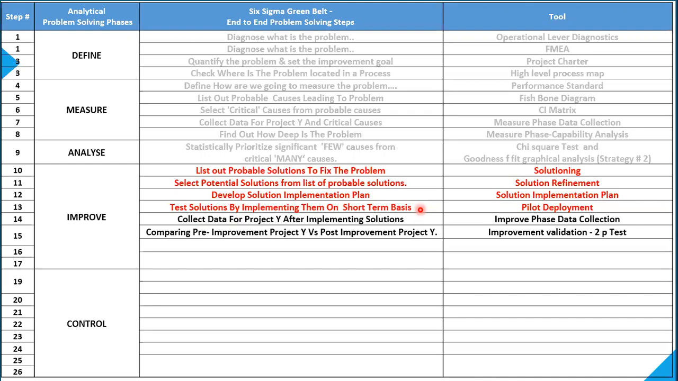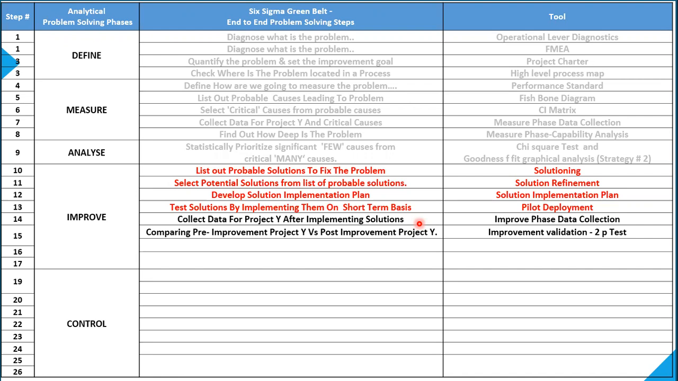In upcoming video, we are going to look into collecting the data for project Y after implementing the solution. So the way we collected data of project Y and causes in measure phase, we're also going to collect the data of project Y, but just project Y, not causes right now in an improve phase. Now, why we need data? Because we have to prove whether project Y's performance has improved over the period of time or not. Means post improvement and pre-improvement.